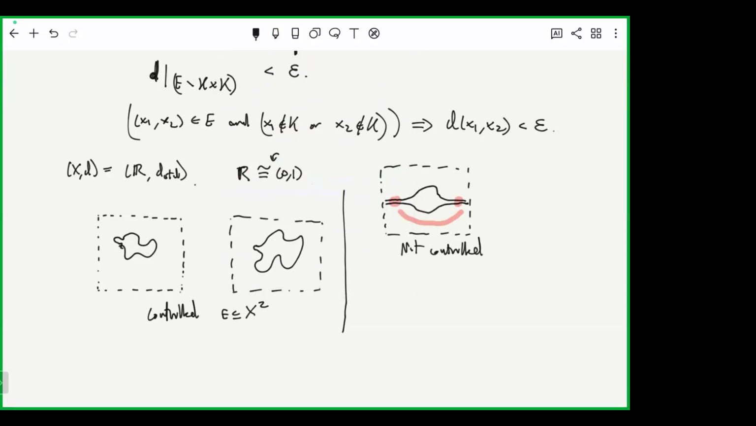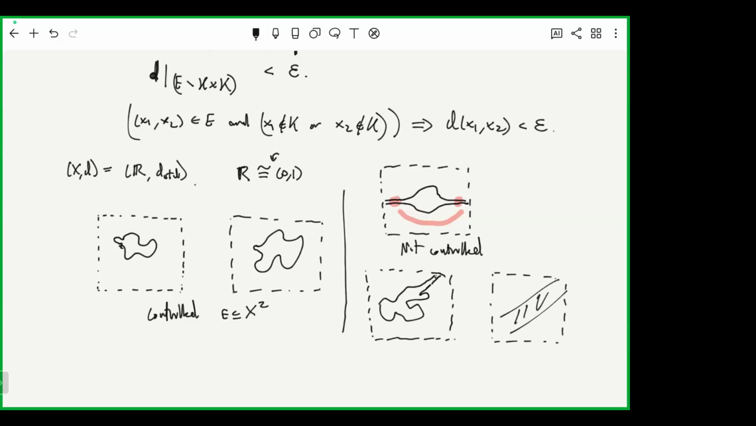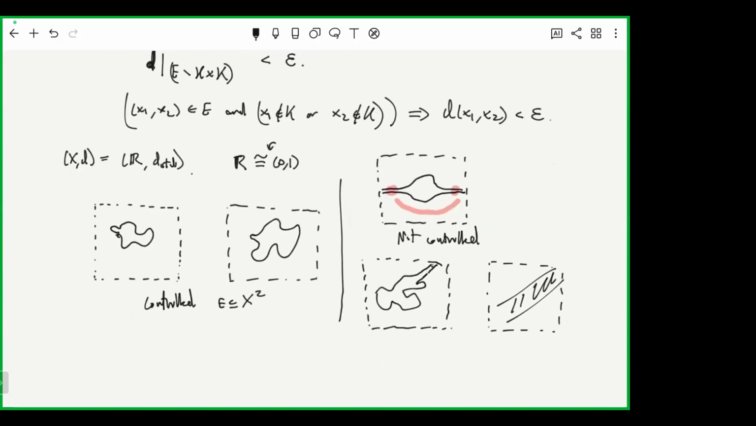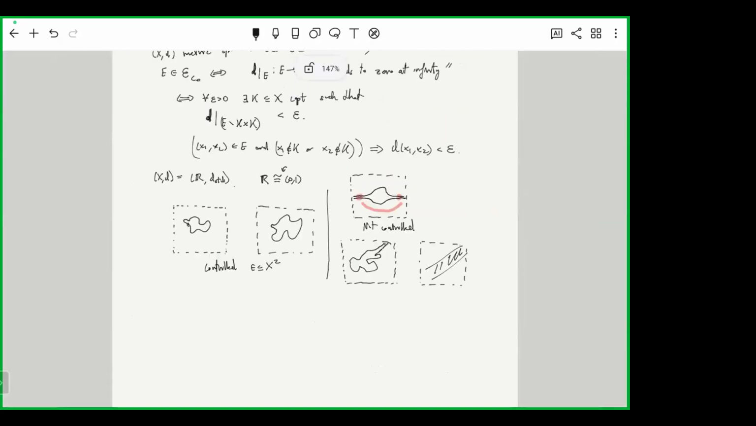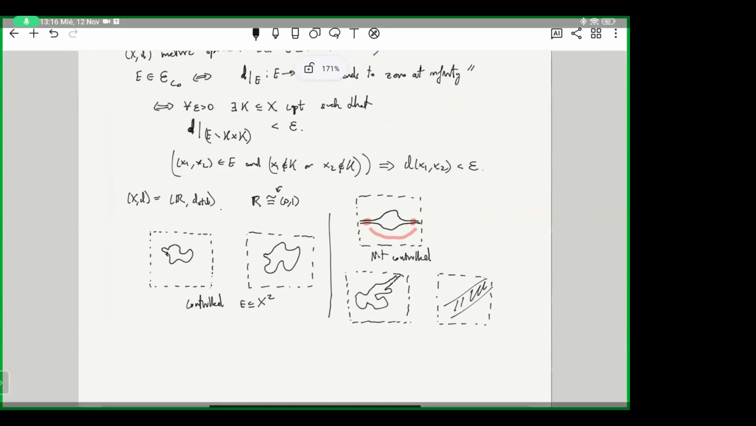Right, and some similar examples with the same idea could be, who knows, this one. Let's say something crazy here, but then it goes to infinity over here. Then that's not controlled, or something like this. When I take a band, this is not controlled either. Okay, so some intuition. And then there is a way to connect topological spaces.